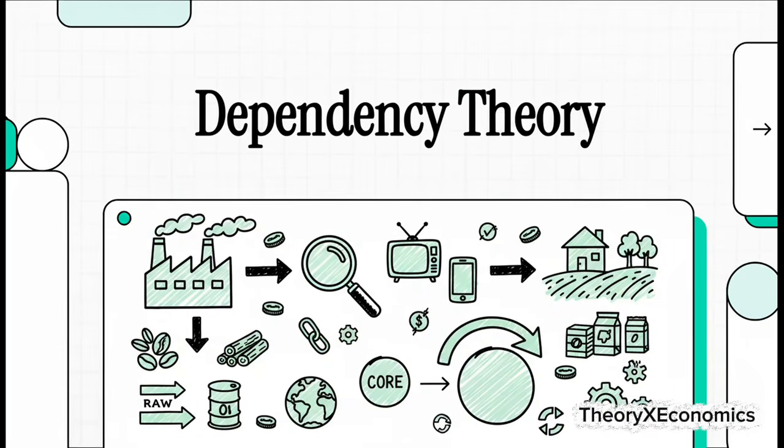All right, let's talk about something that's puzzled people for a long, long time. Global inequality. Why is it that in a world with so much wealth, so many countries just can't seem to get ahead? Well, today we're diving into dependency theory, a pretty radical idea that says this inequality isn't some accident. It's actually built right into the system.